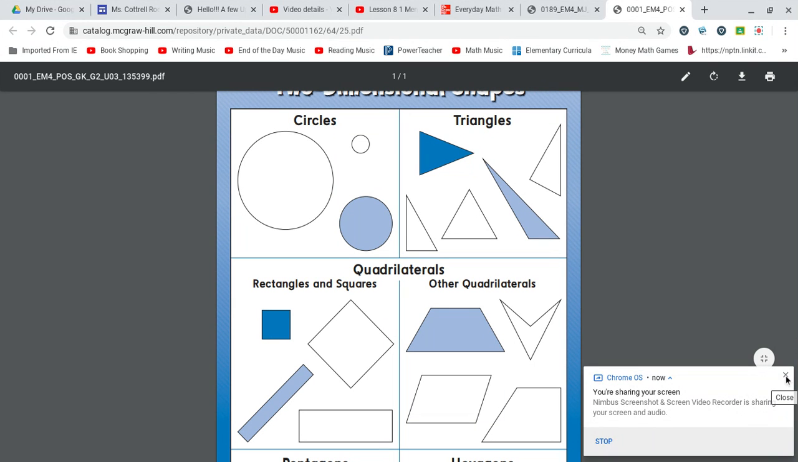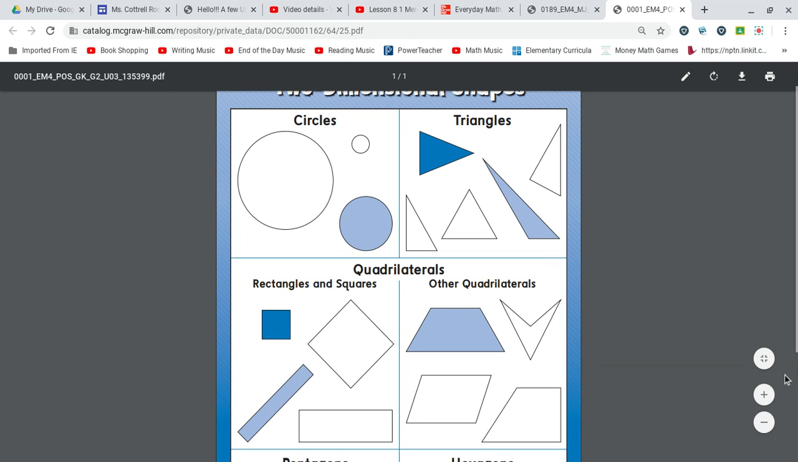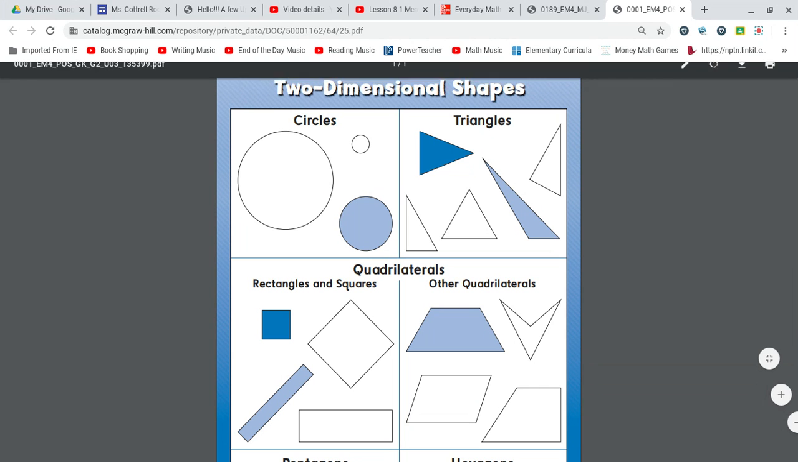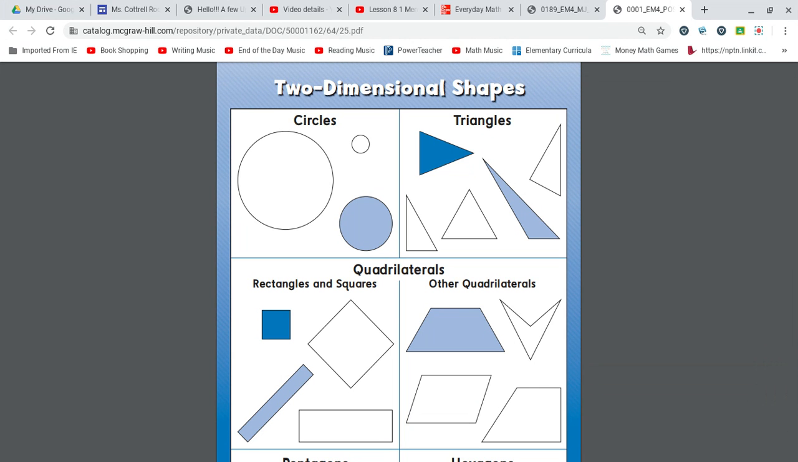All right, so for our math lesson for today, we're going to just be talking about attributes of shapes, which are the words that we can use to describe something. It's what makes things similar to each other. So right here I have a shape poster, and it's a two-dimensional shape poster.